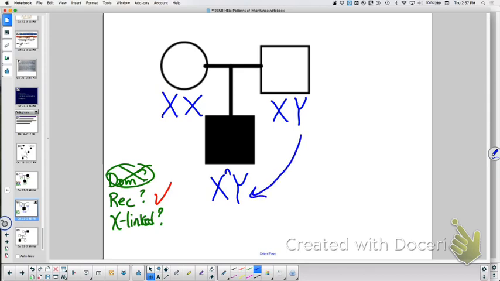Could he have gotten this X from mom? Yes, but she doesn't have the disease. What does that tell you? She has one big N, one little n. Does that make sense? So will this work for sex-linked? Yes. You good on that? Questions, concerns? Want one more? Okay, here you go.